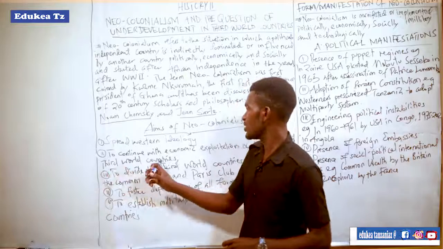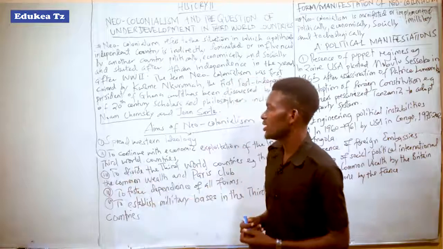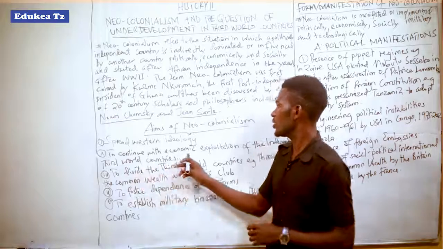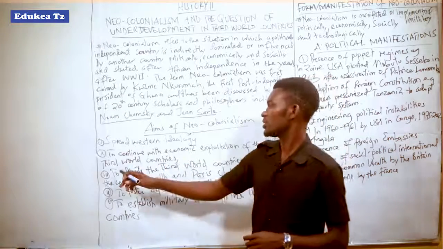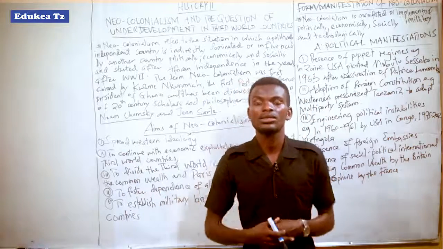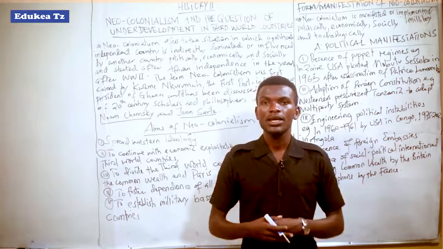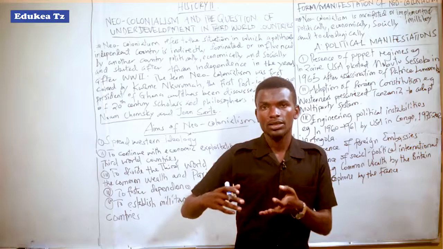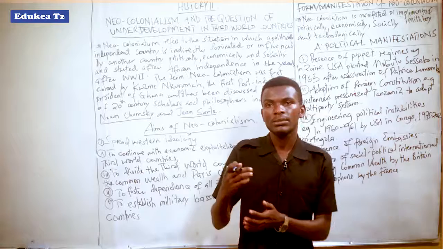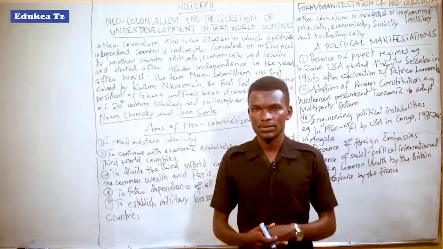Another aim was to continue with economic exploitation of the independent third world countries. It means that the aim of introducing neocolonialism was to continue the economic exploitation of independent third world countries. Those Western imperialistic powers introduced neocolonialism in order to proceed with their exploitation of resources from independent, less developed countries.